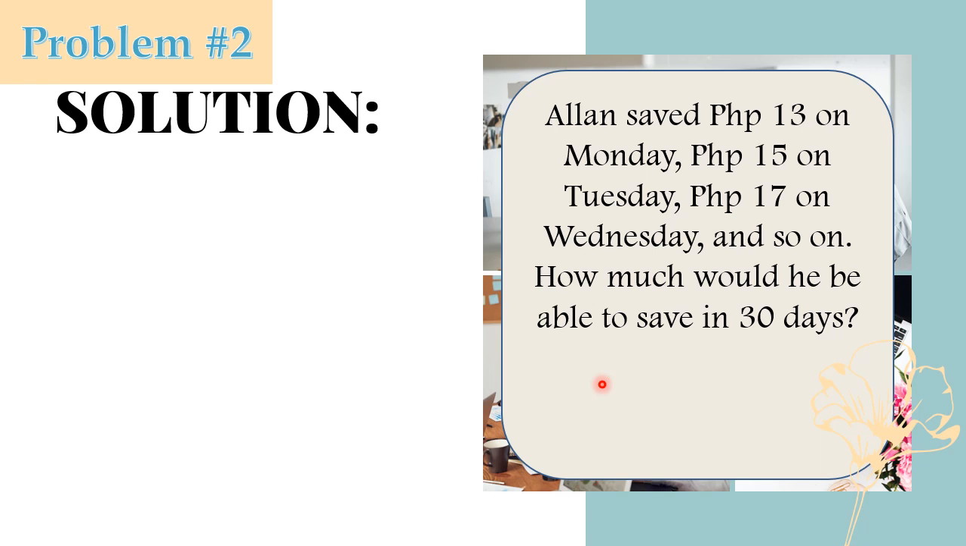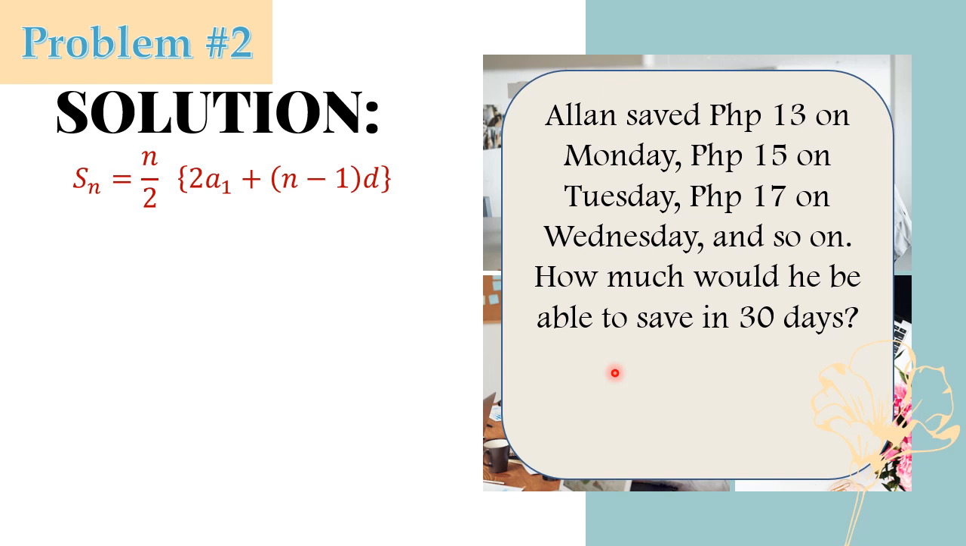And so, let us identify now what we are going to find out, is it the sum or the specific value only of a particular term. Here, how much would he be able to save in 30 days? That means you are going to find the total amount of the savings of Alan in 30 days. So that means you are going to sum it up. And so, you are applying arithmetic series.